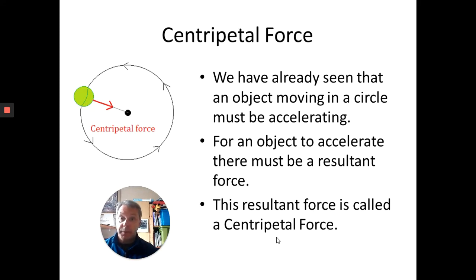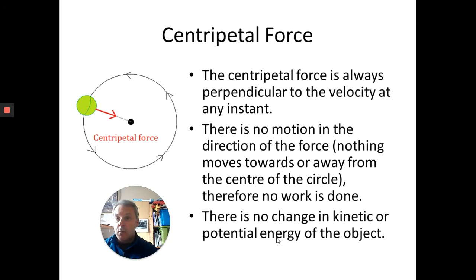It's called Centripetal Force. Now, we've already seen that for an object to move in a circle, it must be accelerating. And for something to accelerate, there must be a resultant force. We call this resultant force that acts towards the centre of the circle the centripetal force. It's always perpendicular to the velocity at any one instant.